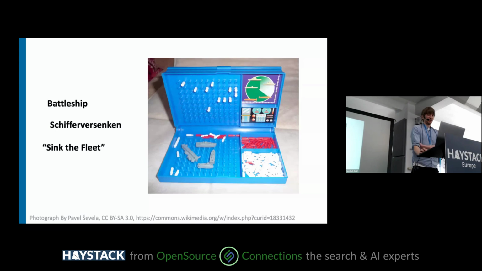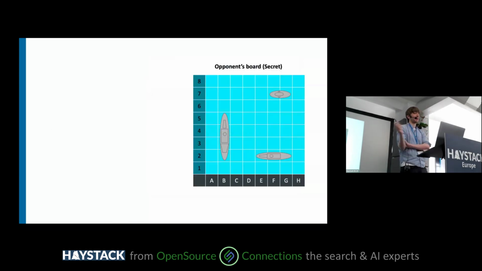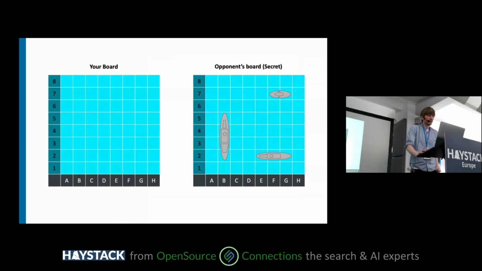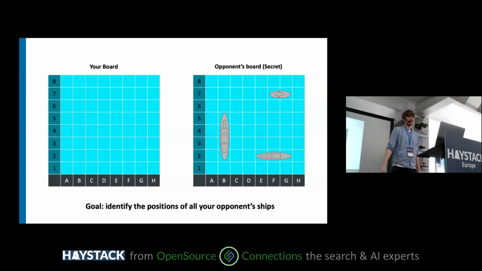It's kind of fun. Basically, the idea is that you're playing against an opponent who has a secret board, where they have a bunch of ships. You know that they have some long ships and some short ships, all laid out on a coordinate grid. But of course, you don't see that board. Your board starts off completely empty, so you don't know where the ships are. But your goal is to identify the positions of all your opponent's ships. So you want to figure out that, for instance, the long ship there is from B2 to B5 and so forth.